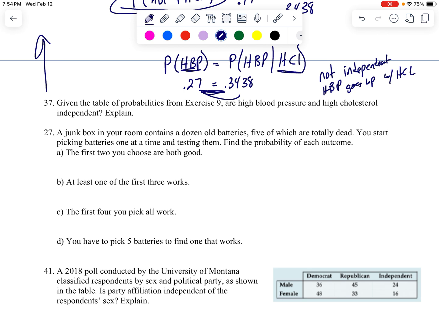A junk box in your room contains a dozen batteries, 5 of which are totally dead. You start picking batteries and testing them and find the probability of each outcome. So the first 2 you choose are both good. So again, it's just slot probability. We have to fill the slots.